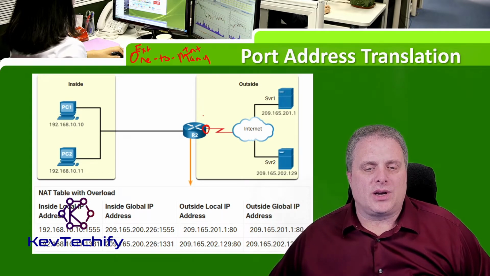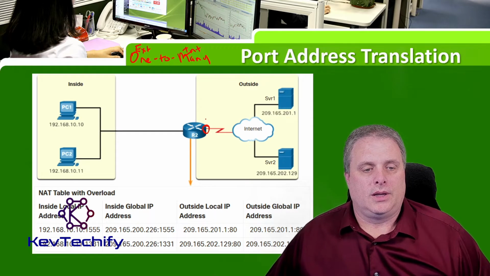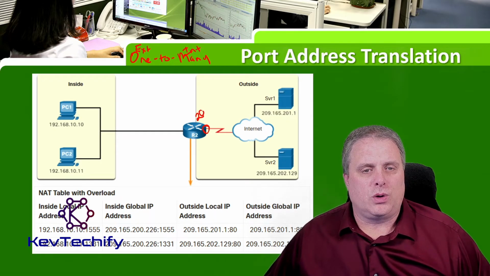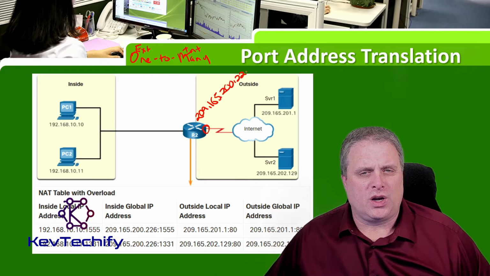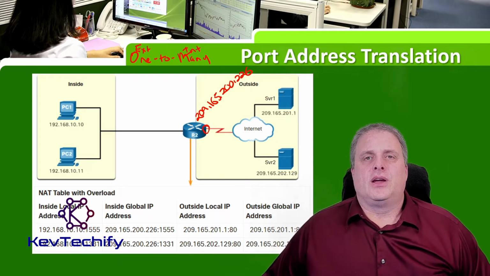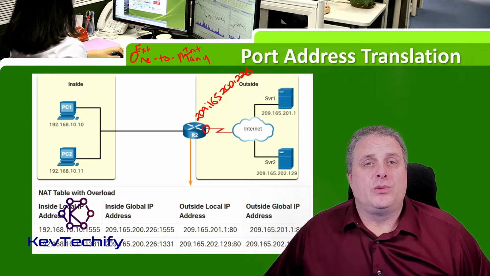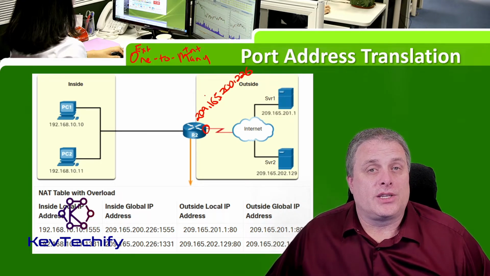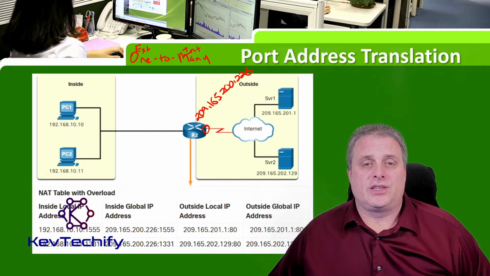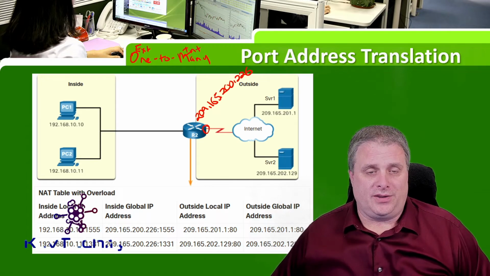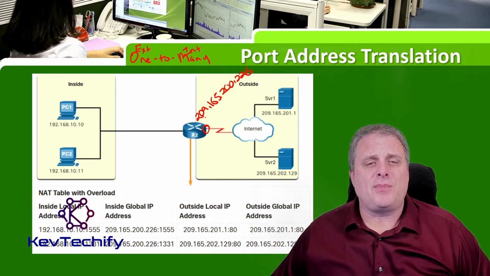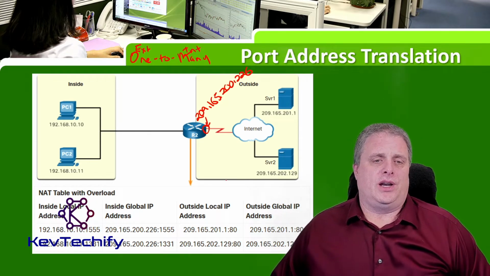When we connected up R2 to the internet, it pulled an IP address right here. The IP address it pulled is 209.165.200.226. Now that could be an IP address you pull from DHCP from your internet service provider. You could have manually set it up, and your ISP said you set that IP address up on your external interface. But this is the IP address of this interface right here.